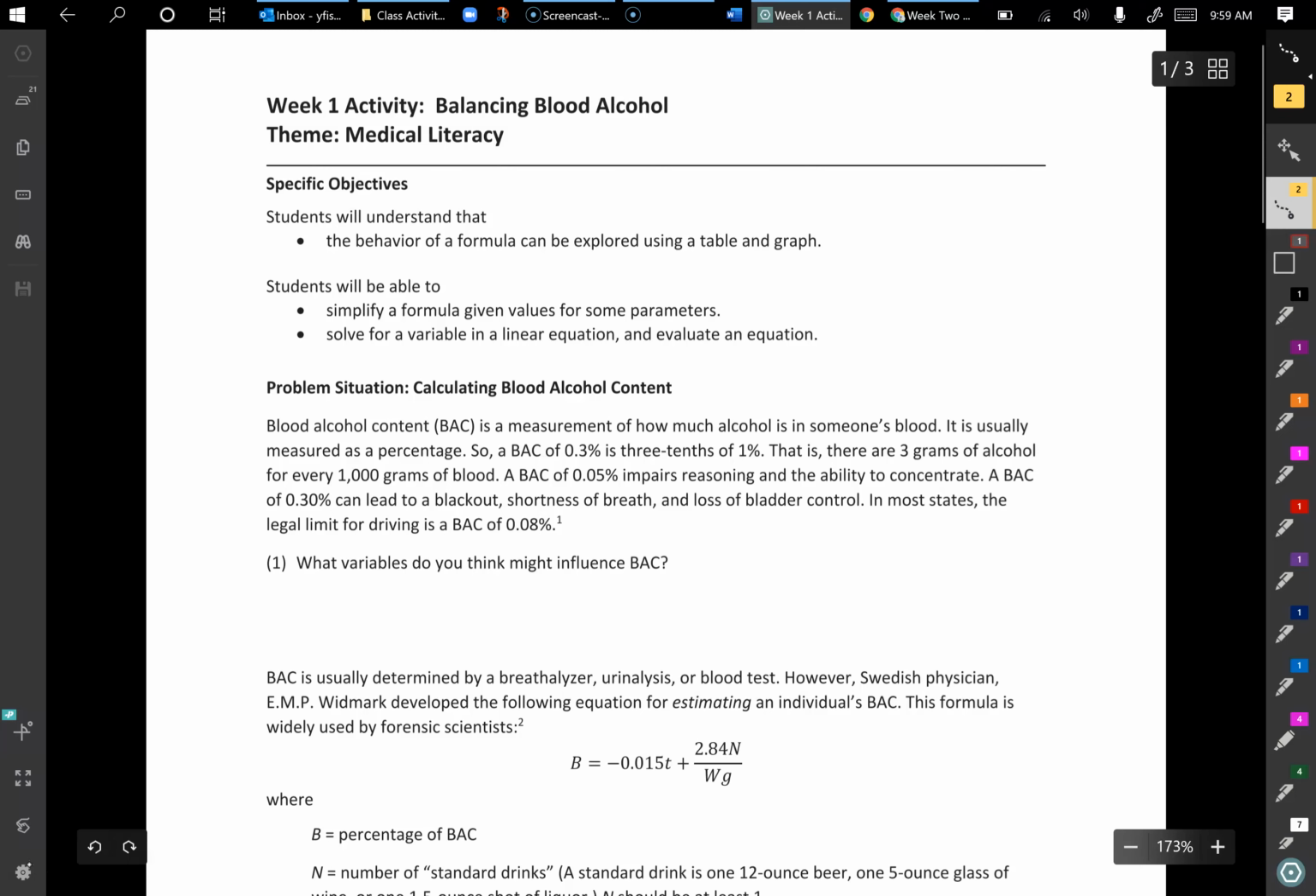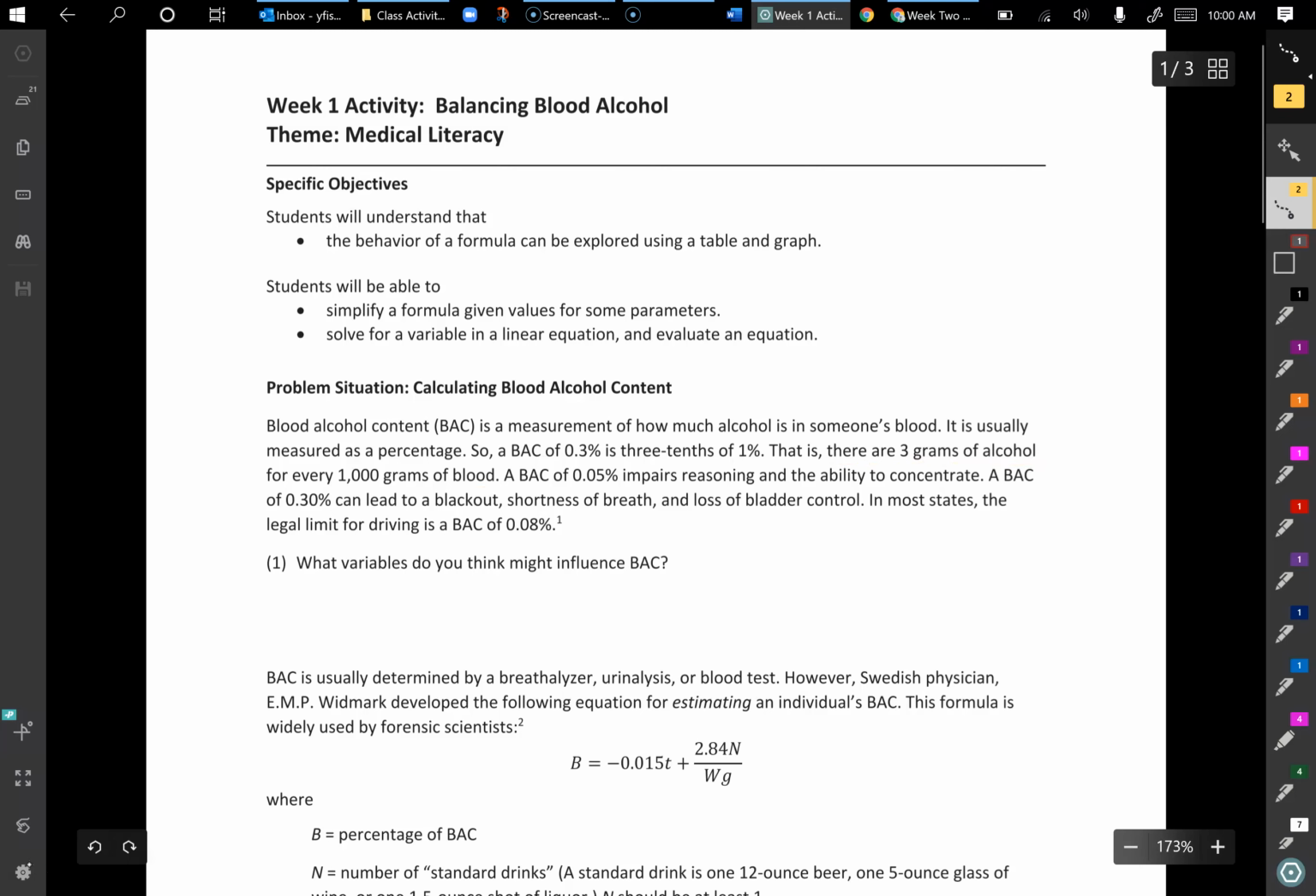Blood alcohol content, BAC is the abbreviation, is a measurement of how much alcohol is in someone's blood. It is usually measured as a percentage. So a BAC of 0.3% is really 0.3%. That's just a small amount. That is, there are 3 grams of alcohol for every 1,000 grams of blood.